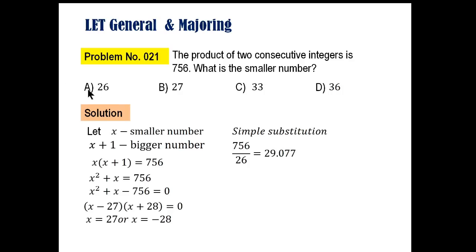756 divided by 26 for letter A is equal to 29.077, so this is not the right answer. Letter B, 756 divided by 27 is equal to 28. Alright, so this is what we're looking for, 28 and 27. They're consecutive, meaning the correct answer is 27. However, we will proceed. 756 divided by 33 is 22.9, so it's not a whole number. 756 divided by 36 is 21, and 21 and 36 are not consecutive numbers. So definitely our smaller number is 27 and our larger number is 28. So it's letter B.